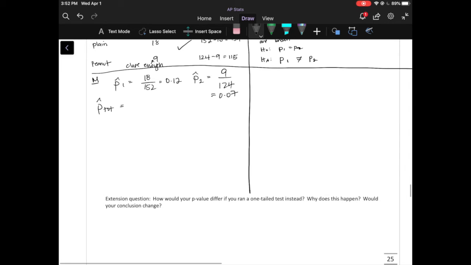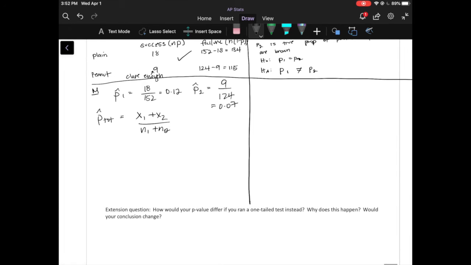Now we need to find something called P hat total. So P hat total, remember, is x1 plus x2 over n1 plus n2. And I like to think of this as like the average between P hat 1 and P hat 2. So x1 represents the number of successes from the first population, which was 18, plus the number of successes from the second population, which is 9, over the total sample size. So that's going to be 152 plus 124. And this gives us P hat total to be approximately 0.1.